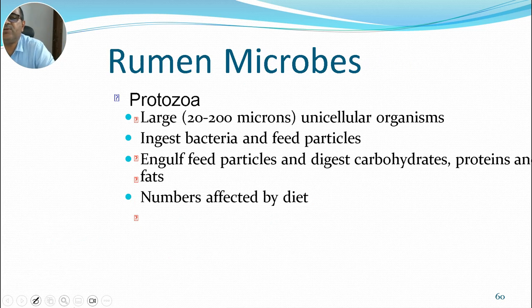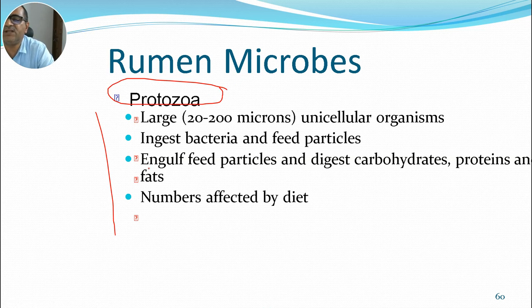Then the second category of microbes is the protozoa, and they range from 20 to 200 microns, and are unicellular organisms. They ingest bacteria and feed particles. They engulf feed particles and digest carbohydrates, proteins, and also the fats. There are numerous types of them, and many are involved especially in utilization of the feed particles.